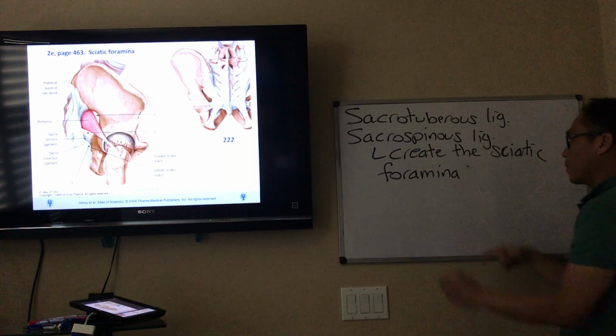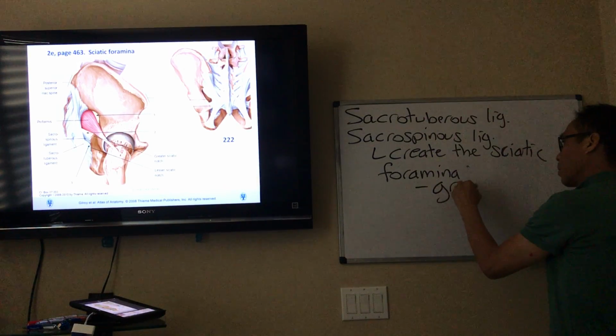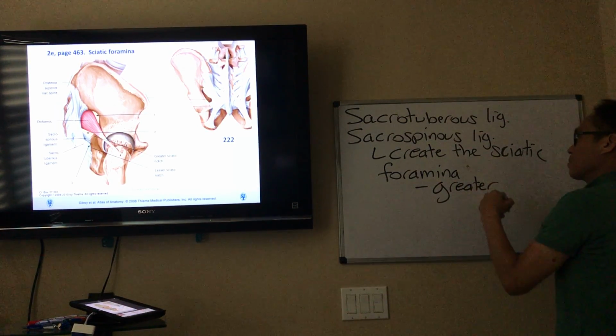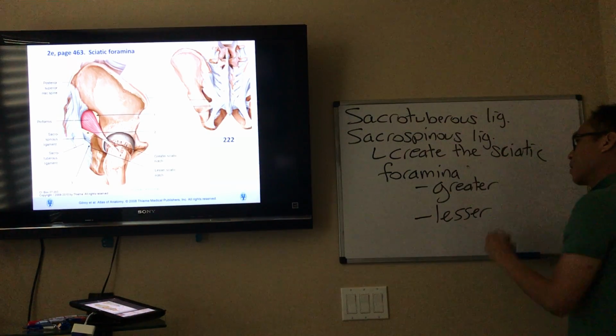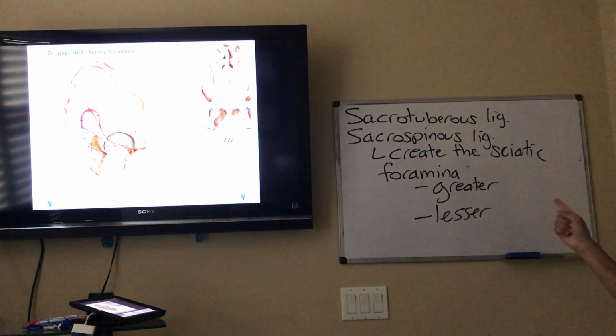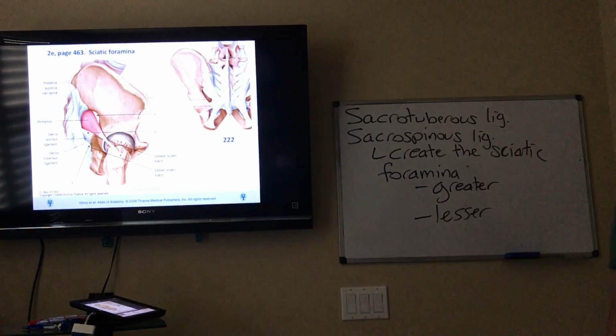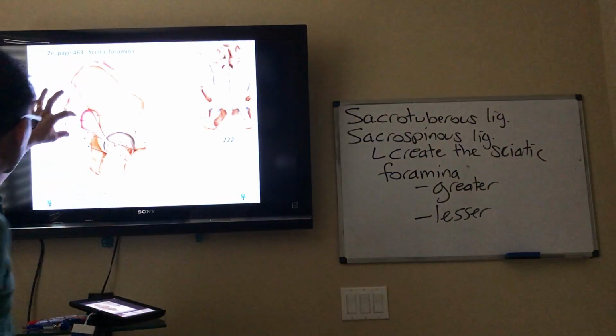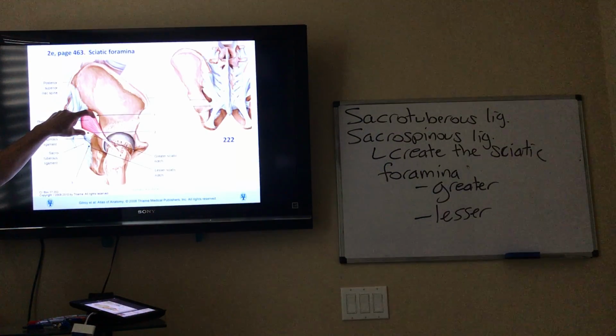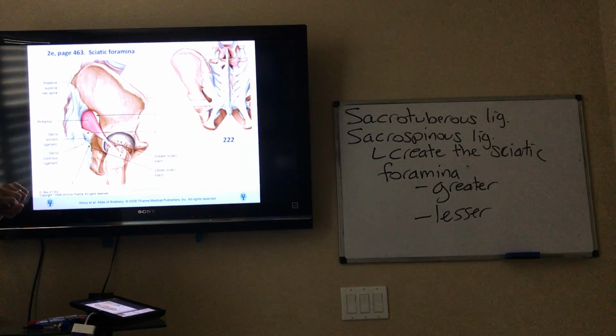So there's a greater sciatic foramen and a lesser sciatic foramen. In the picture we're looking at, the yellow space is the greater sciatic foramen, and the little blue space is the lesser. This big space here is the greater. We'll talk about that one mostly. This little one here is the lesser.